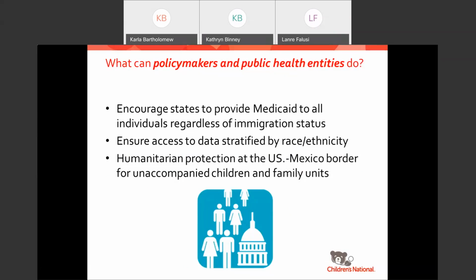You all talked with Dr. Lichtenstein around data being stratified. It's hard to address inequities without having the data. So there are bills, and the AAP, the AMA, other organizations have been asking for this data from the federal government and from states. And then resuming these humanitarian protections at the border for unaccompanied children and family units is key to reducing the spread of the virus.